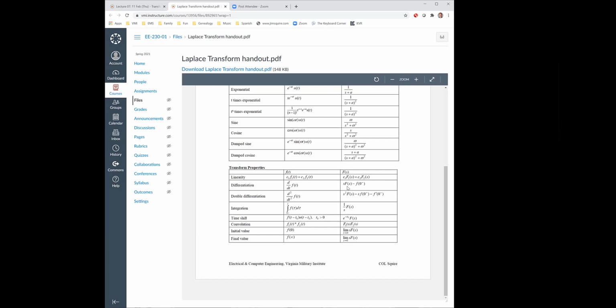Let's hit a harder one, which is the initial value and final value theorem. The initial value theorem, and similarly the final value theorem, which from now on I'll just say IVT and FVT, refers to a really common question.